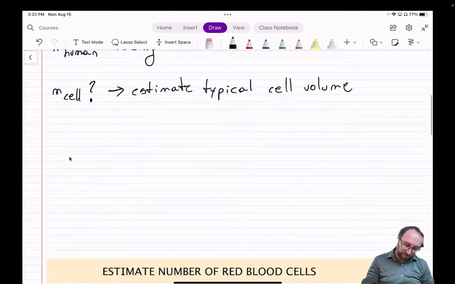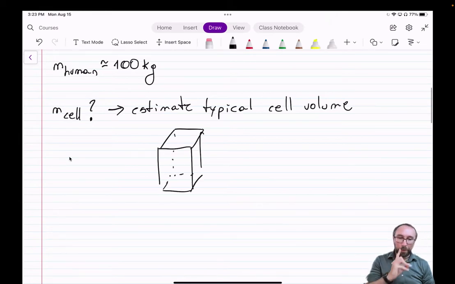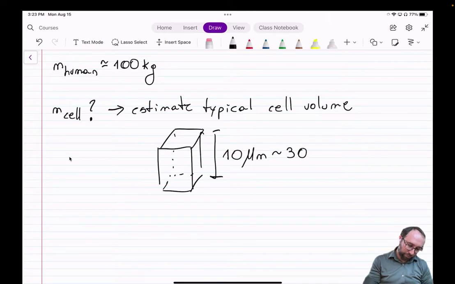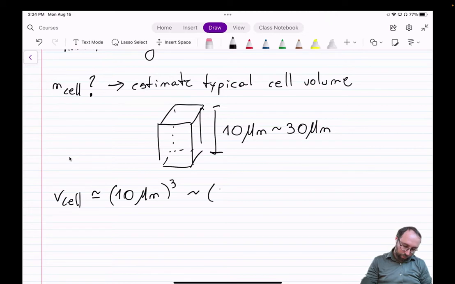Okay, and I'm just going to say that I'm going to think of the cells very easily as a little cube. Okay, and I don't know what's the typical size of a eukaryotic cell. Let's say that it's 10 microns to 30 microns. Okay, let's just think of a range. If that's the case, then the volume of a cell is on the order of 10 micrometers cubed, or 30 micrometers cubed.